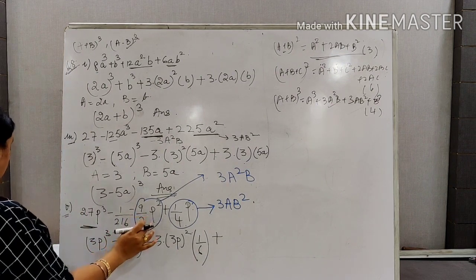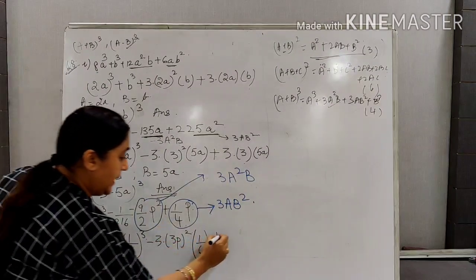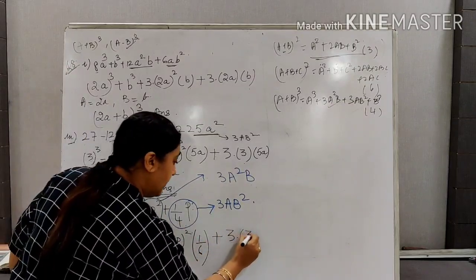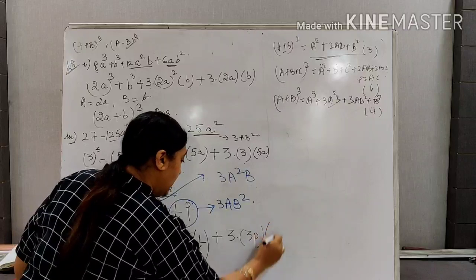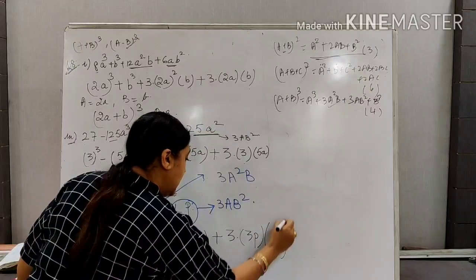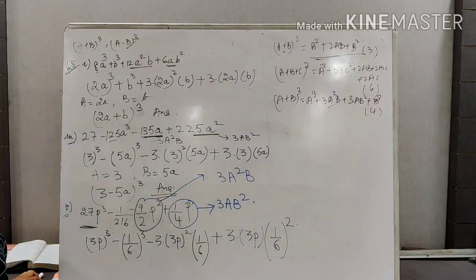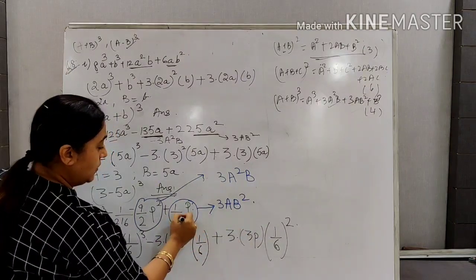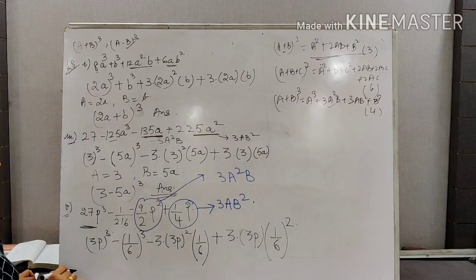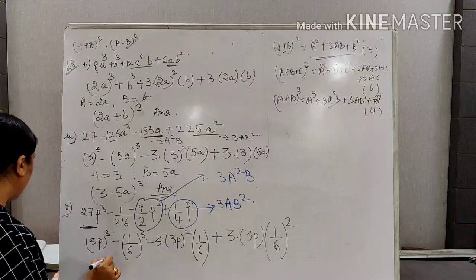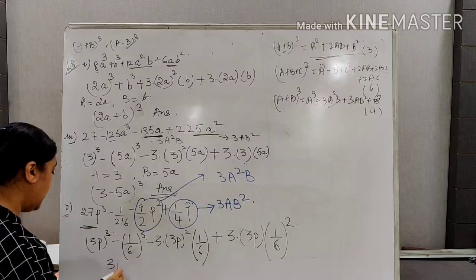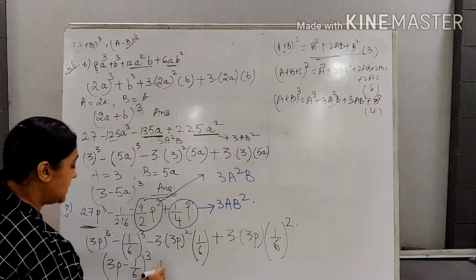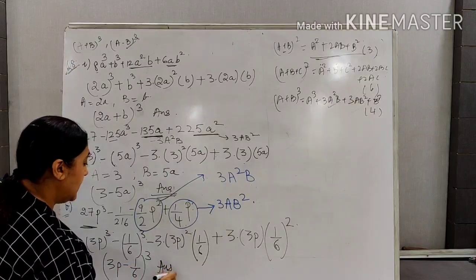So let us see, it is 1 upon 4p. So 3 of the formula, what is your a? It is 3p, and what is b? b is (1 upon 6) whole square. Got it? So when you cancel it off, you will get 1 upon 4p only. Right? So what is the answer for you people? It is (3p minus 1 upon 6) whole cube. This is the answer. Got it?